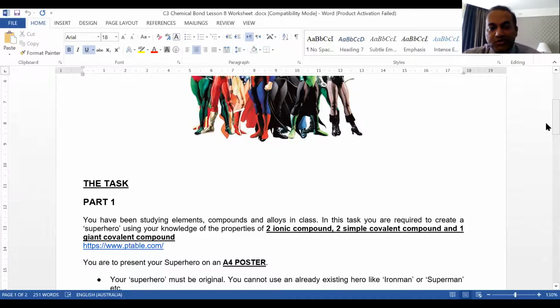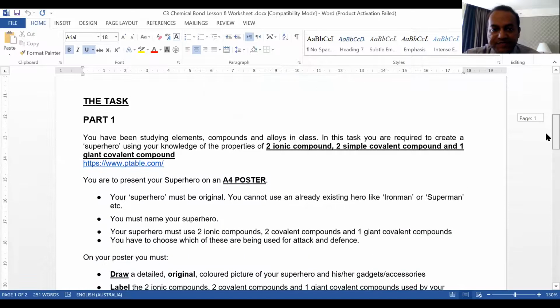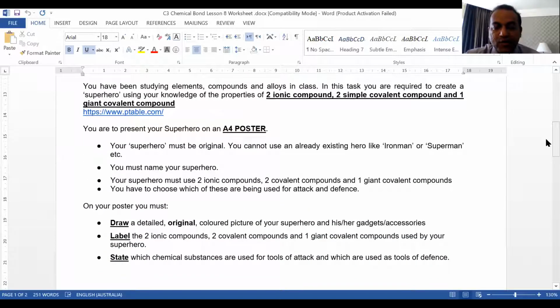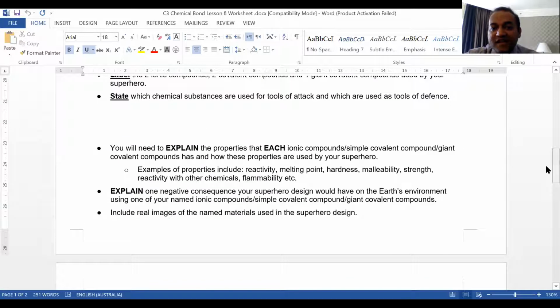You are to present your superhero as an A4 poster. A superhero must be original, cannot be the same as those already existing in the market like Iron Man or Superman. You must name your superhero. And then on your poster, you need to draw a detailed original colored picture, label them and state which chemical they use, let's say, for the attack or for the defense. So over here, I'm guiding them very clearly.